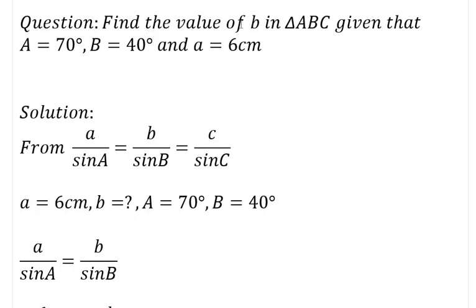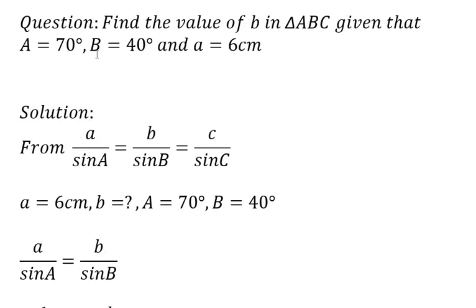The question says find the value of b in triangle ABC, given that A is 70 degrees, B is 40 degrees, and side a is 6 centimeters. By implication, it means you are given two angles and a side, and that side is one of the given angles' opposite sides. With that, we can now say solution.